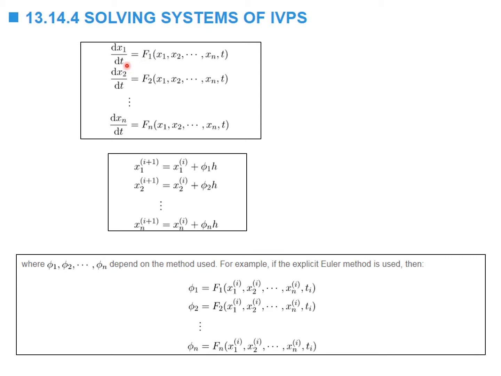So again, these are the slopes. These are the equations to find x1, x2, and so on up to xn. The question is, what do we use for the slopes? If we use the explicit Euler method, we evaluate these slopes at the initial time points. So the first slope, phi sub 1, is equal to f1 evaluated at the values of these functions given at time point t sub i. Phi 2 is the value of the function f2, which is the slope f2, evaluated at the initial point.